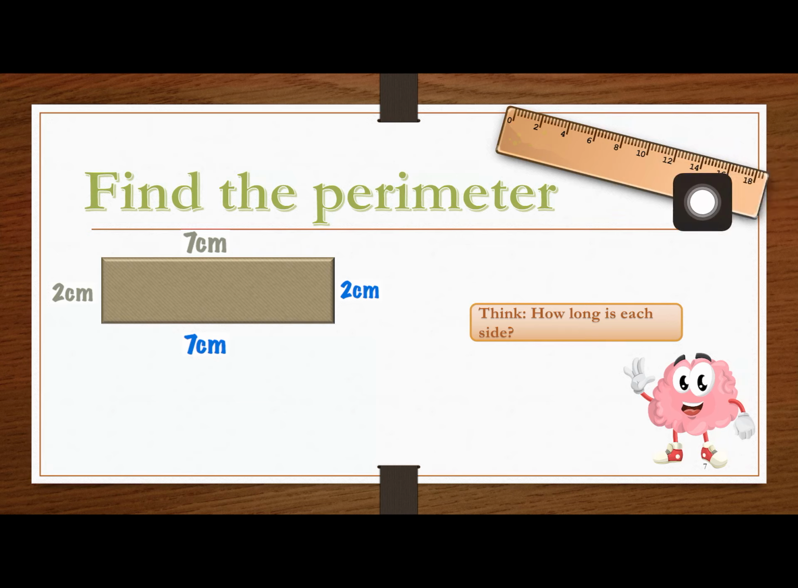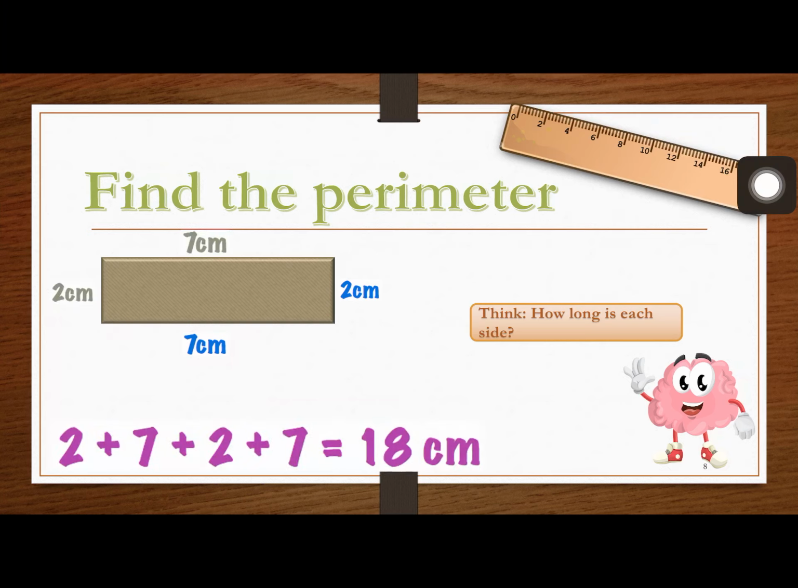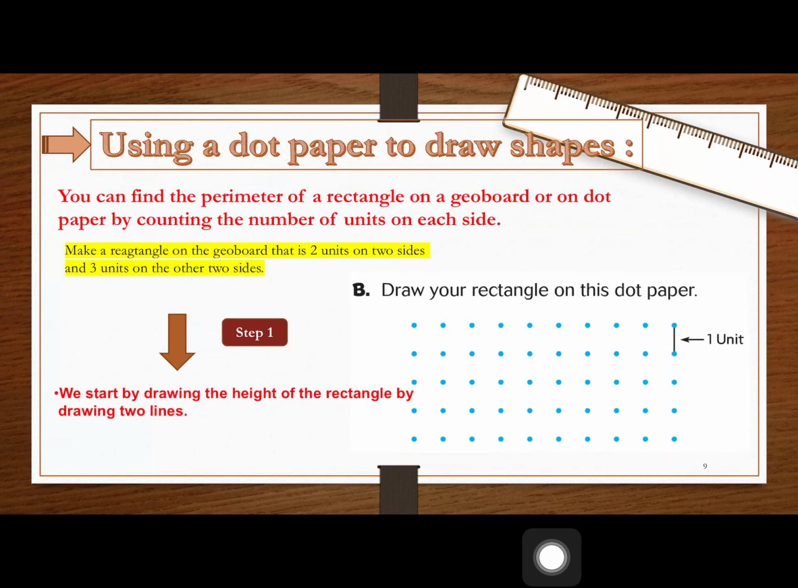Now I have to add them up. So I found the measurements for the perimeter. Now I need to add it all up. All right, so I added 2 plus 7 plus 2 plus 7, and all together it equals 18 centimeters.